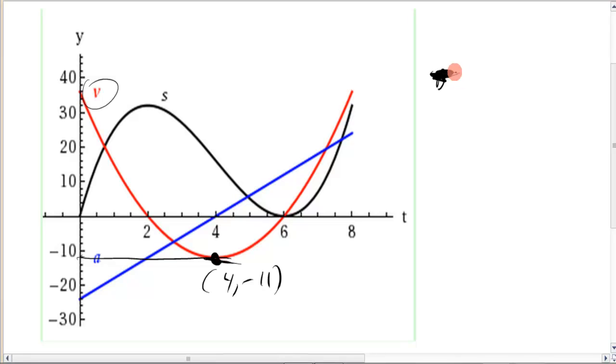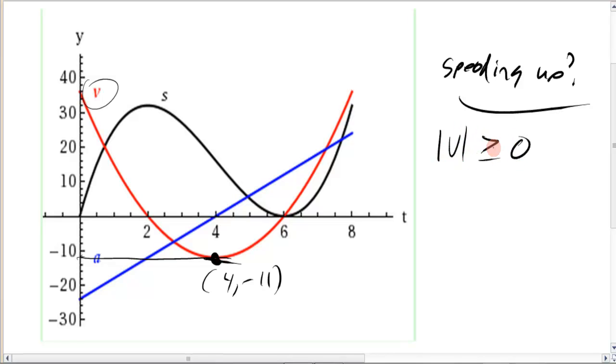So if they ask you, over what periods are you speeding up? I think your question asks for that, so use the word speeding up. When are you speeding up? That's asking the question of when the absolute value of your velocity is getting bigger. So as we go from 0, you can see as you're moving along your graph, we're going down. Our velocity is decreasing, decreasing, decreasing. From one moment to the next, we're always going down.